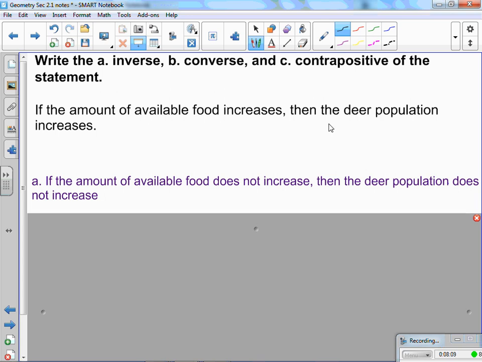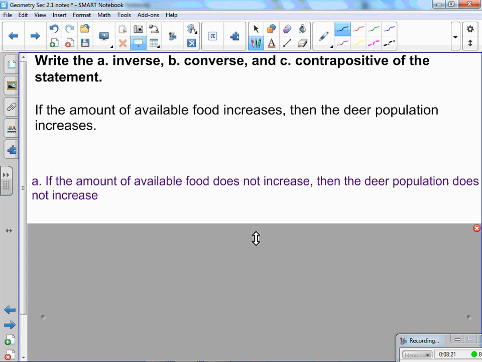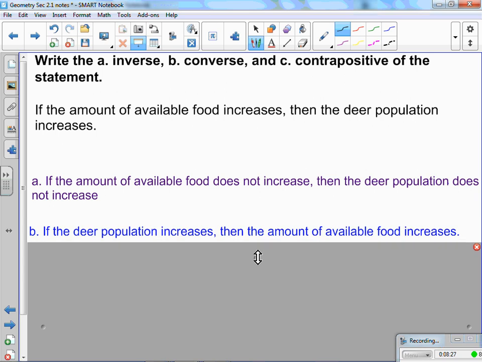Converse, when we just switch the order. So deer population is going to be at the beginning, available food is going to be at the end. So switch those around, and we have to make this statement make sense once we switch everything. So sometimes we have to switch a few words. Right. So if the deer population increases, then the amount of available food increases.